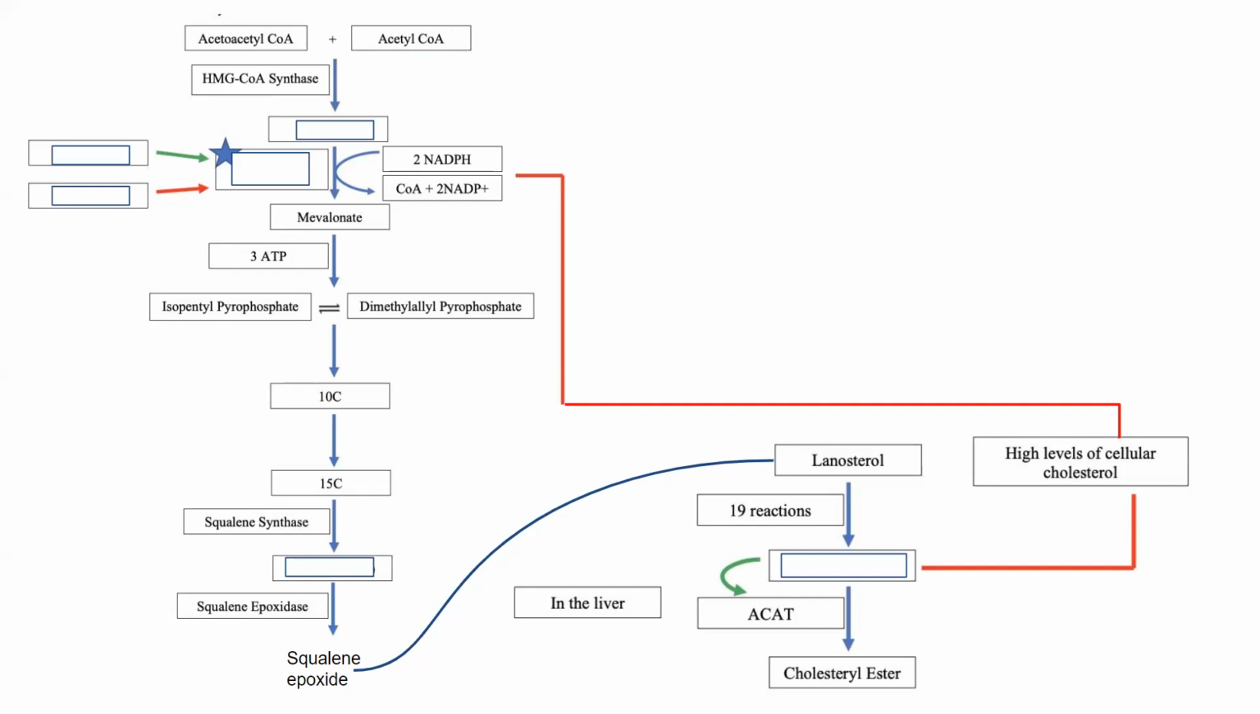So then we do HMG-CoA synthase. What does that generate? HMG-CoA. So this is what I was talking about earlier. HMG-CoA synthase generates HMG-CoA. HMG-CoA can either stay in the cytoplasm and undergo cholesterol metabolism, or it can go to the mitochondrial matrix and undergo ketone body formation.